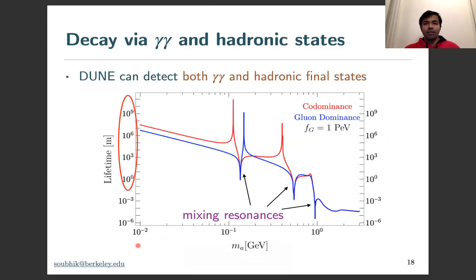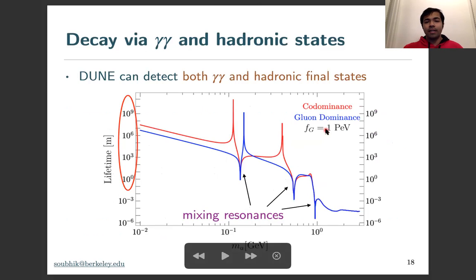And then let's think about the decay. Here we are sensitive to both diphoton and hadronic final states. In particular, if you focus on the case of gluon dominance, you see that the lifetime, which is shown in blue, can typically be pretty large for a decay constant of around a PeV or so. We do have a bunch of peaks here coming from the resonances with the pseudoscalar mesons.